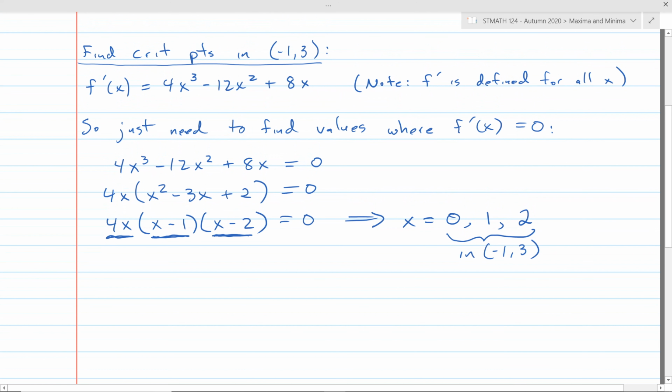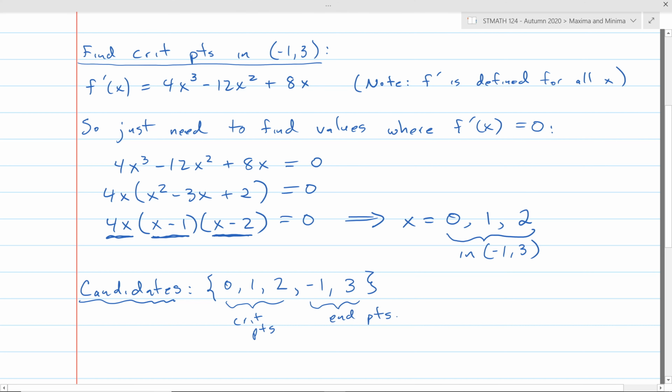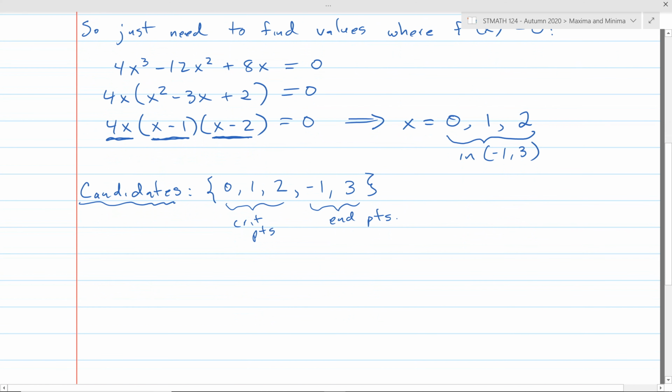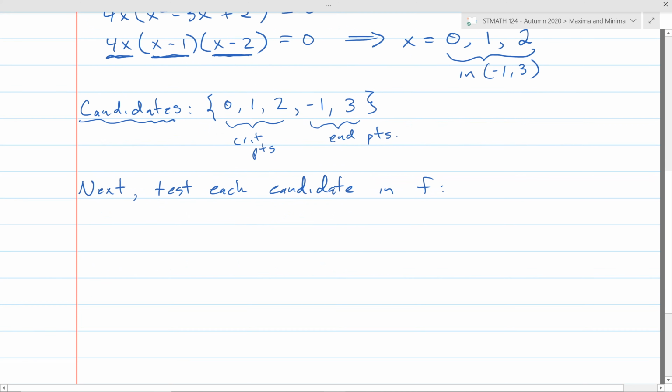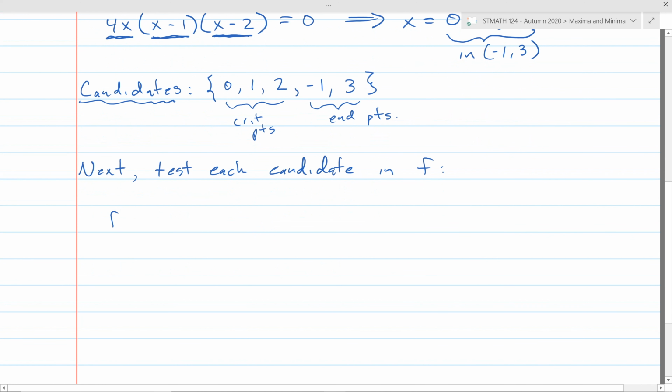So then our candidates, we got our critical points, 0, 1, and 2. And we also got to include our endpoints, -1 and 3. And so then the next step of this procedure is to just plug all those into the function. So literally all I'm going to do here is I'm going to do f of 0, f of 1, f of 2, f of negative 1, f of 3. I'm just going to see what I get when I plug those into the function.